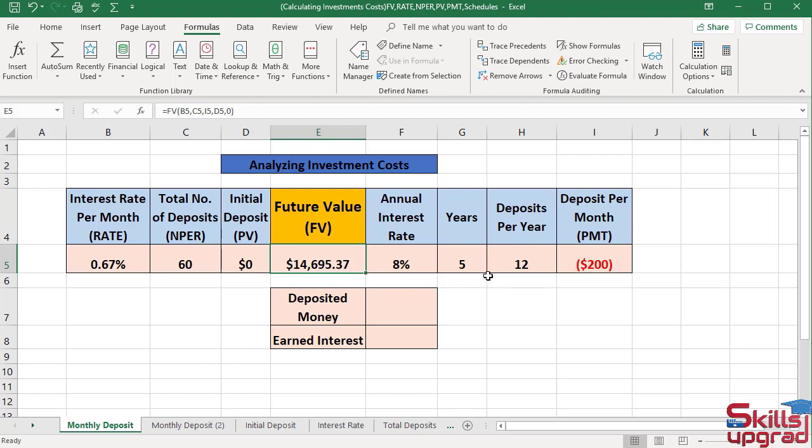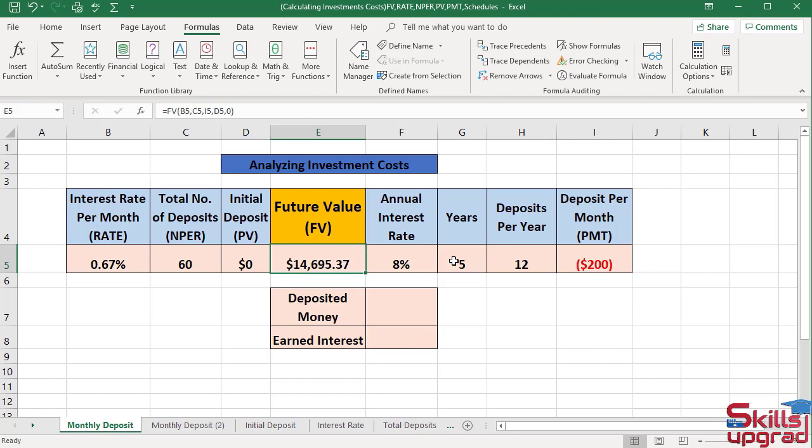60 times in the 5 years and I have received total amount to bank in my saving account $14,695.37 with 8% annual interest rate after the 5 years. Now I check how much interest is earned from the invested money or deposited money.